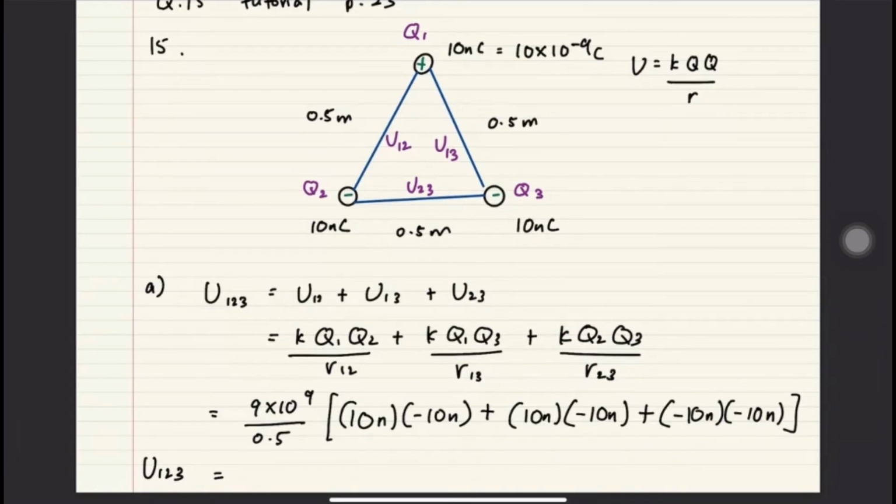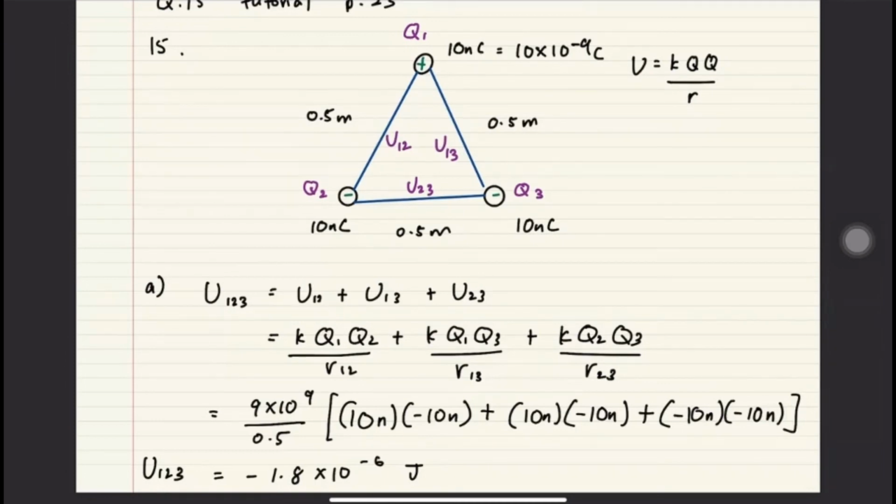Negatif 1.8, 10 kosong negatif 6. 1.8 je. Yes. Okay, the unit would be in joule. Sebenarnya adalah joule. Okay, so I just can check. I think the answer is correct. Check jawapan kat belakang. Yes, correct.